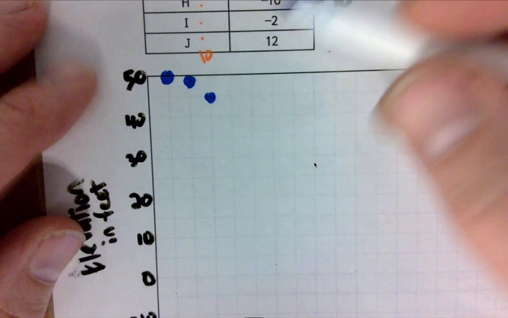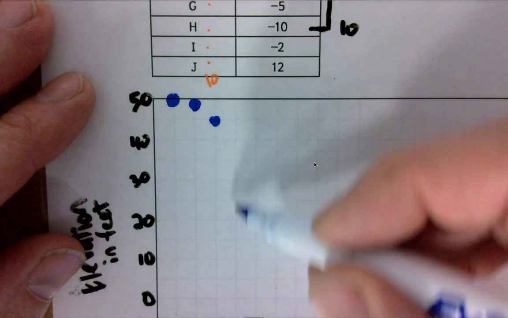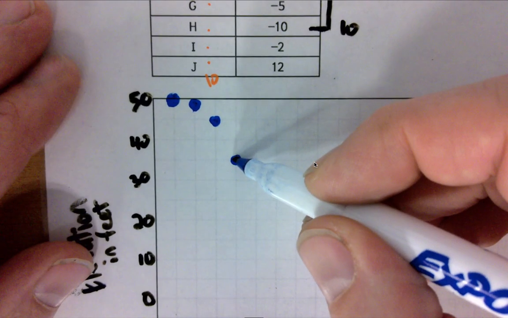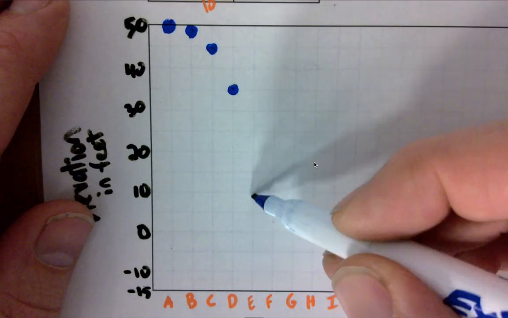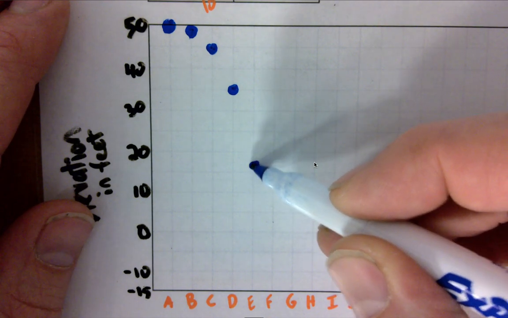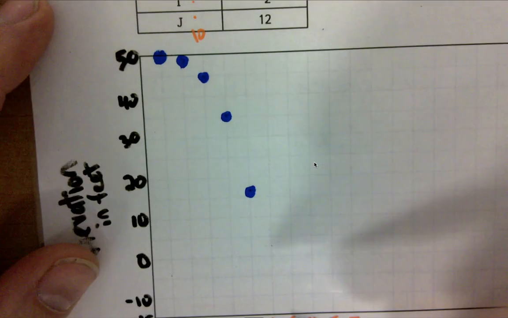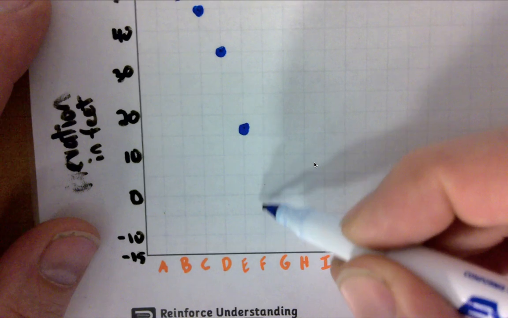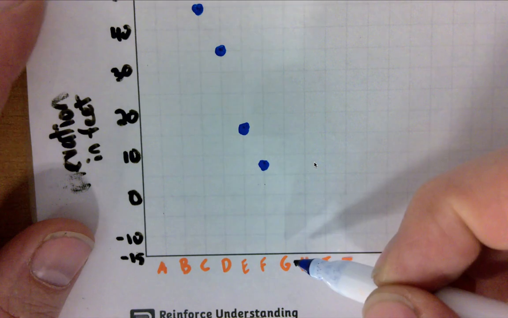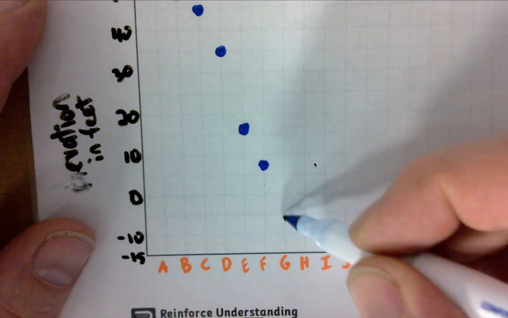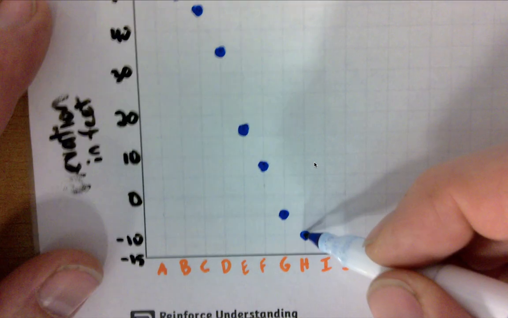Next one up, again, right here from the table. D, so going on the D line up to 35. E is at 16, so starting on the E line, going up 10, 15, just up a little bit more, puts me at 16. The table says F is at 7, so following the F line up 0, 5, 7 would be right between 5 and 10. G is at -5. H is at -10. Again, getting these from the table.